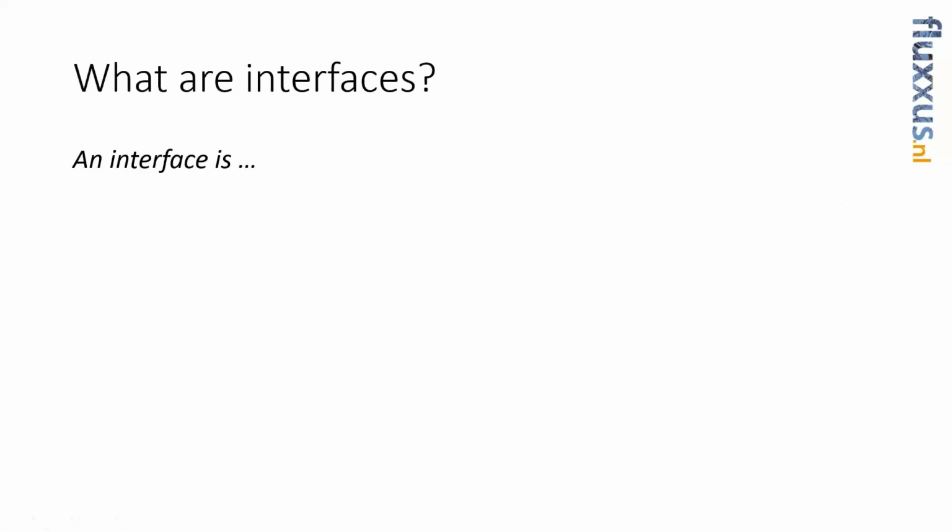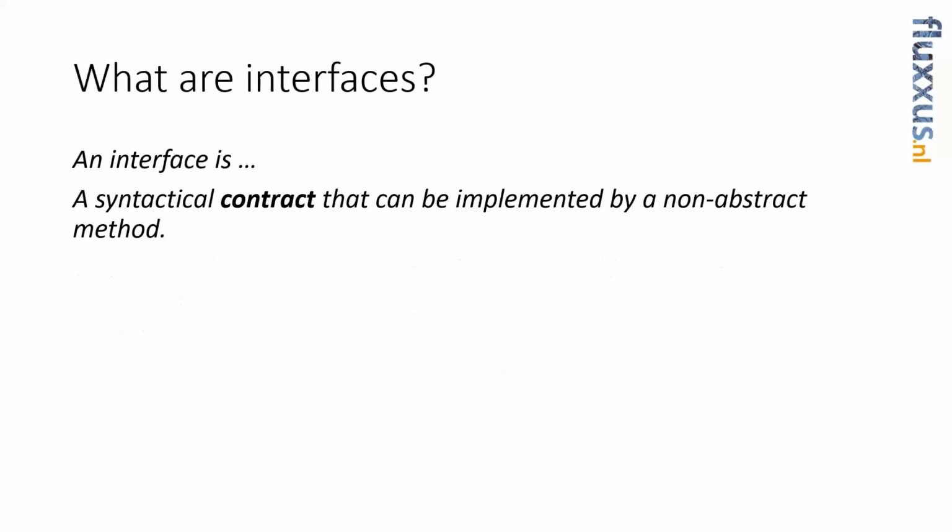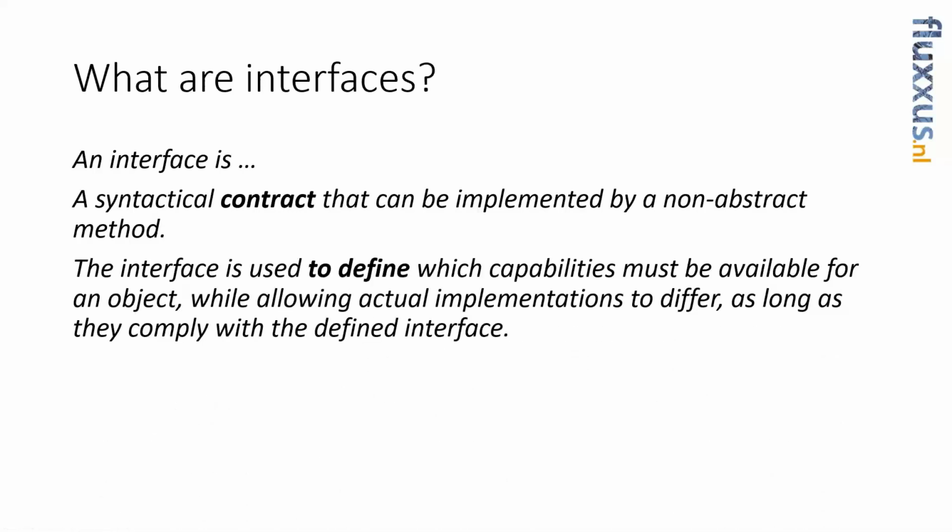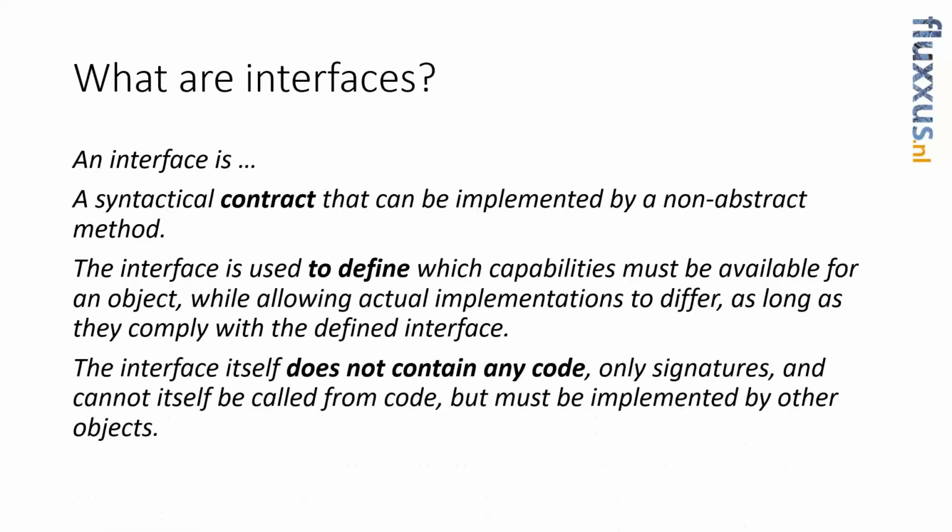So in short, what are interfaces? An interface is a syntactical contract that can be implemented with a non-abstract method, as they call it. So we define the method, the signature, you could say, or the contract: the name of the method and the parameters of the method. That's what the interface actually defines. And then we can implement that interface by a non-abstract method, complex wording. So with the interface, we define the capabilities, and with the implementation, we do the coding, not the interface itself, but the implementation of the code unit or the interface.